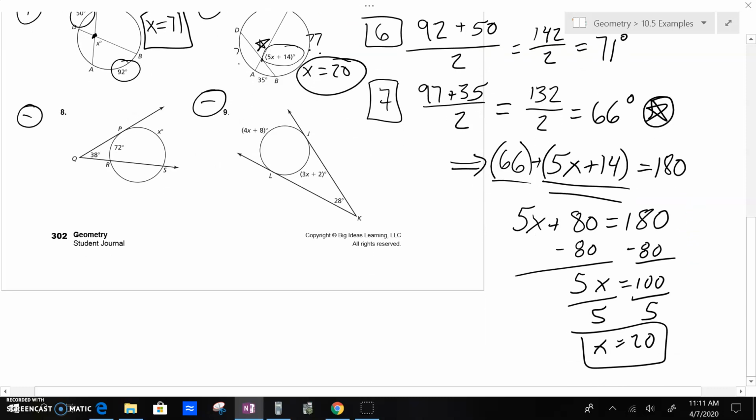Okay, the final two questions, 8 and 9, we've got two lines that are intersecting on the outside of the circle. And so this is one of those where we're going to add up and divide by 2. I'm sorry, subtract. And I even wrote that subtraction sign in there. I'm glad I did that to catch myself. We just added up and divided by 2 and they crossed on the inside. Here it's the outside, so we're going to subtract and divide by 2.